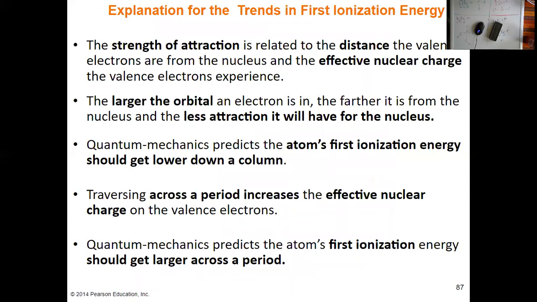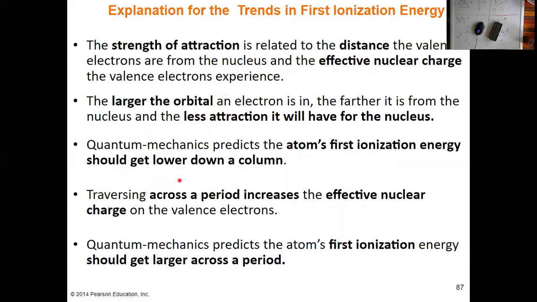Here are some explanations of our trends in first ionization energy. We really have talked about some of these already, so we can run past them. The strength of the attraction is related to the distance. So the bigger the atoms are, the less attracted they're going to be to the nucleus. The larger the effective nuclear charge, the less the attractive force is going to be. So those are the two main ones.